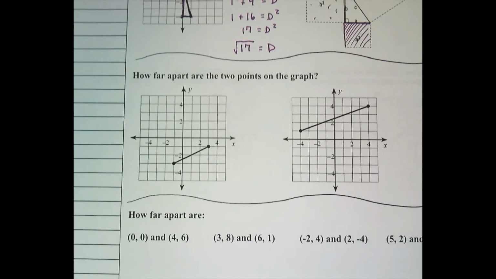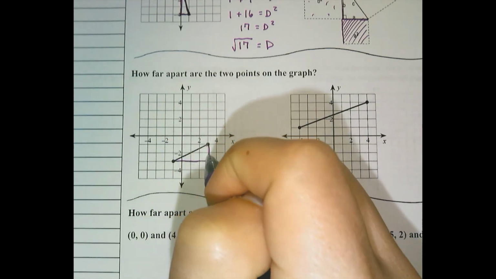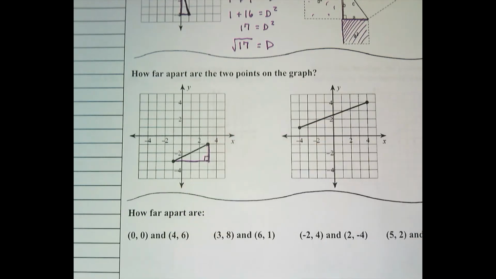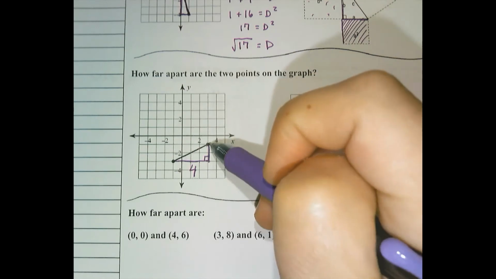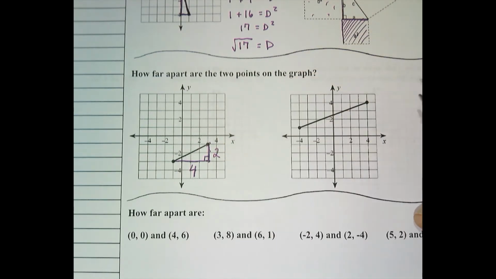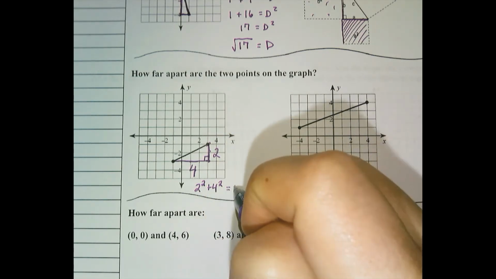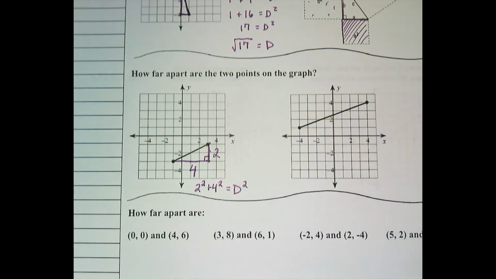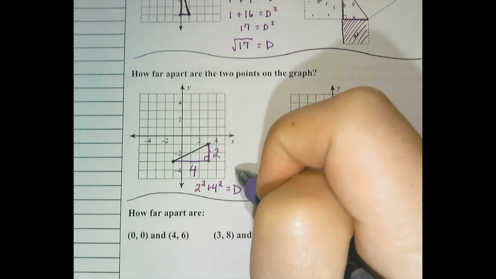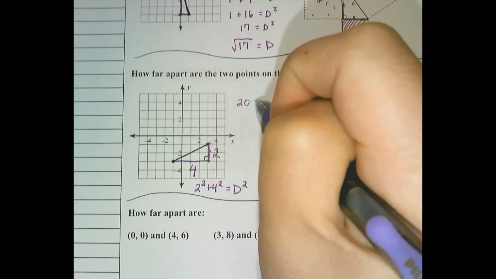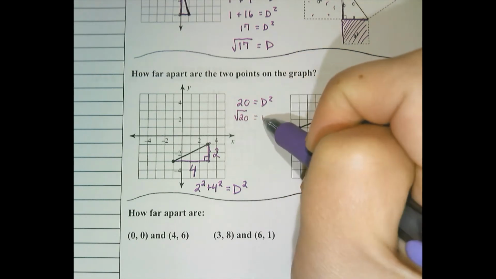All right, how far apart are these points? Well, let's make it a triangle. And then we have the triangle. It has a base length of 1, 2, 3, 4 units and a height of 2 units. So we can say 2 squared plus 4 squared is the distance squared, or the hypotenuse. And that's 16 plus 4. 20 is d squared, which means the square root of 20 is the distance.